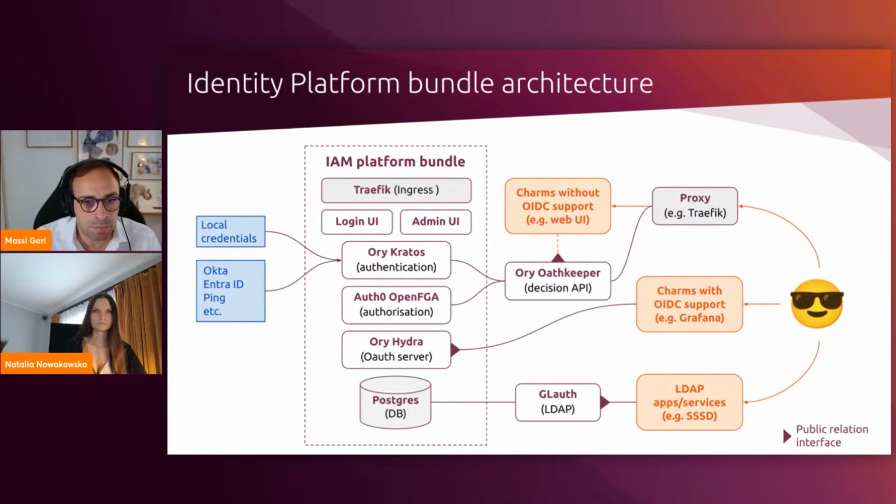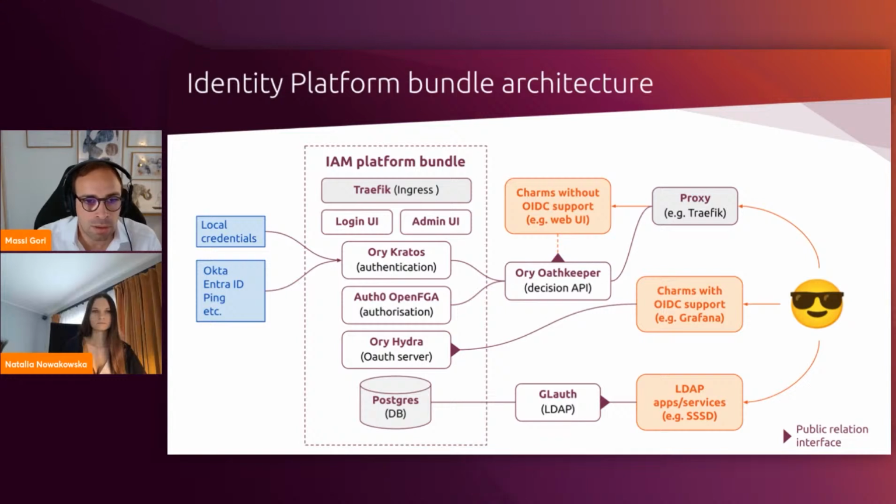Starting from the bottom to the top, Hydra is the component that we use as our auth server. That means it is the component that issues tokens or JWTs to all the different components of our infrastructure. OpenFGA is another CNCF application that was developed by Auth0, and it is our authorization component, and it is the one that functions according to the relationship-based access control model.